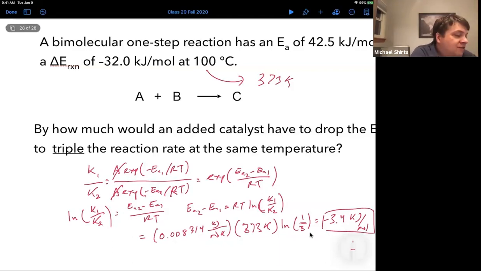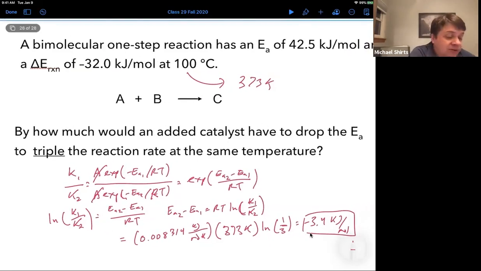So we only have to drop the activation energy by about 3.4 kilojoules per mole to make something 3 times faster. So if you can find a catalyst that will give you the same net chemical reaction, but lowers the activation energy moderately, you could really speed reactions up quite a lot. A lot of the time, this is why biology evolved proteins to do this, to be able to make these reactions happen much faster. And it is why in industry, you're always trying to find a good catalyst for the reaction so you can get much higher throughput.